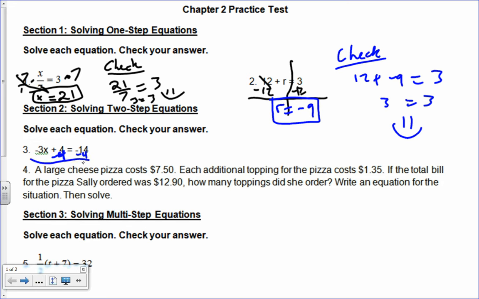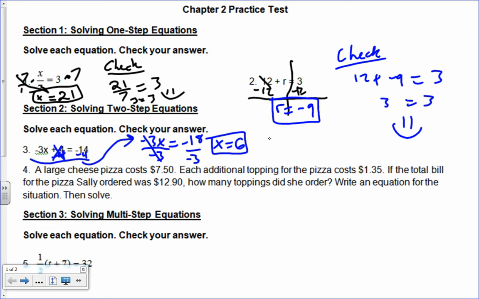Now, since we don't have a lot of room here, I'm going to bring this over here. But when we subtract 4, that's gone, so you just have the negative 3x on the left side. And negative 14 minus 4 is actually going to go farther into the negatives, so you'd have negative 18. So negative 3x equals negative 18. And the next step would be the inverse of multiplication, divide both sides by negative 3. And x equals positive 6. Again, you should check your answer.